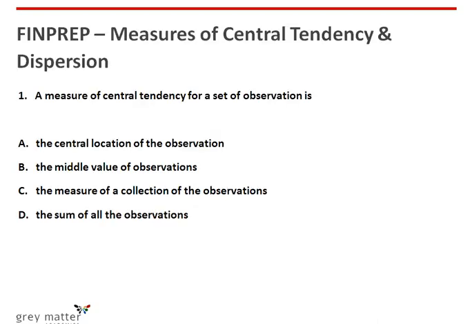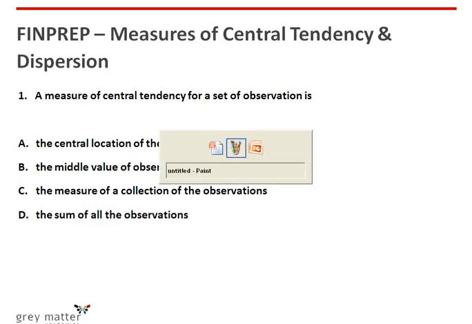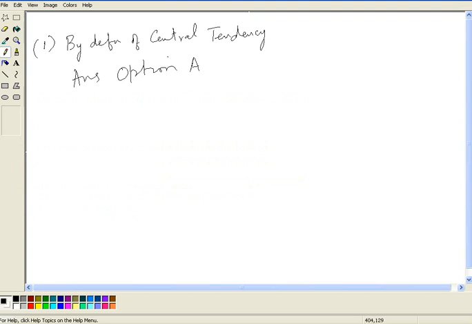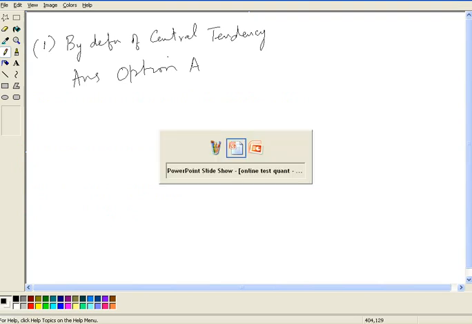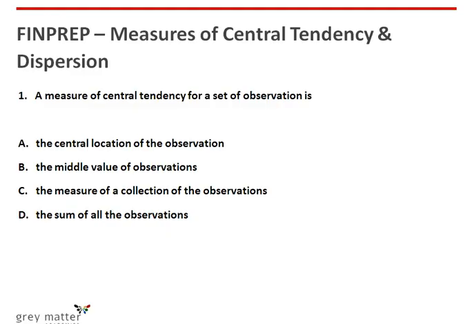Moving on to this 11th topic, Quants 11, dealing with measures of central tendencies and dispersions. The first question: a measure of central tendency for a set of observations is, based on your definition of central tendency, the answer is option A. Going back to our PowerPoint presentation, it is the central location of the observations.